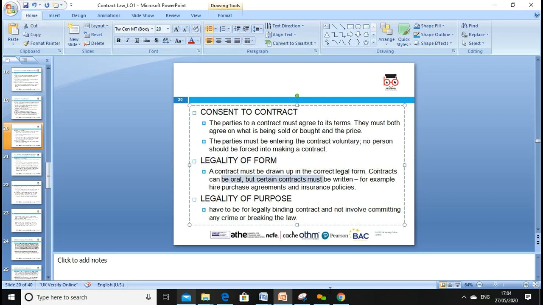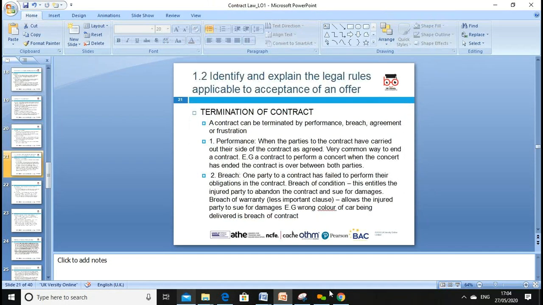The contract must be drawn in the correct legal form. It can be oral, but certain contracts must be written, like hire purchase agreements and insurance policies. That's why it's legal. It's written. You're well aware of what you are entitled to, the car or what? What is the legal cover? The purpose has to be legally binding and not involve committing any crime or breaking the law. We need to look at the purpose of the contract.